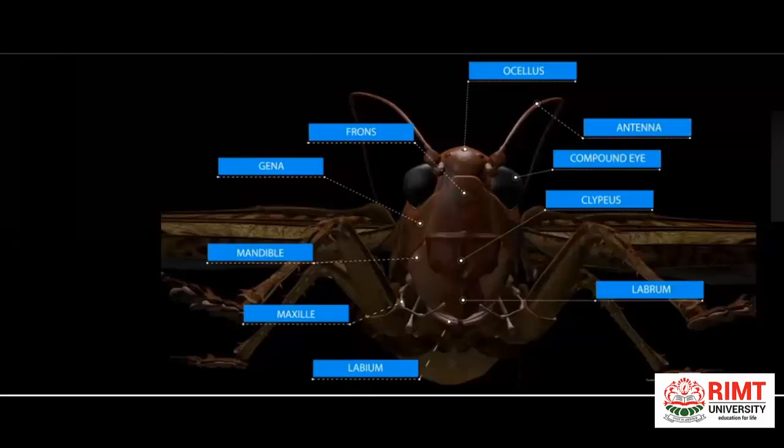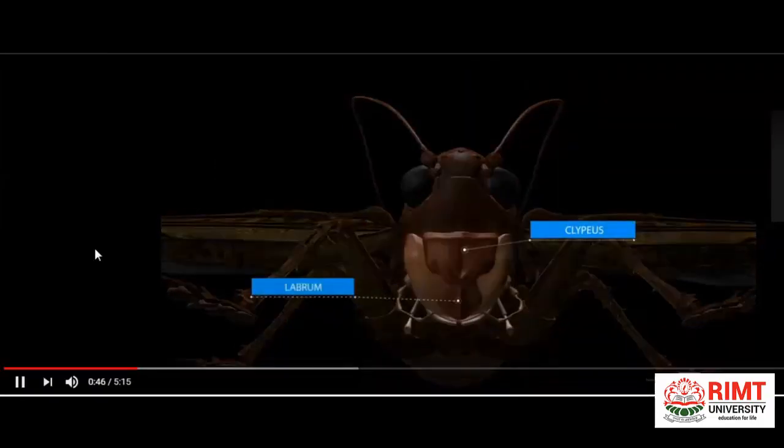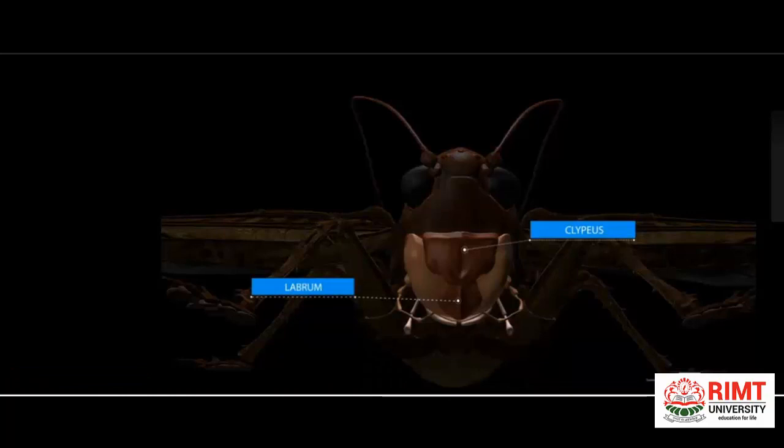So see the areas of the head: ocellus, this is the clypeus region, labrum, the mouth parts, mandible to chew the solid food. Gizzard is present in grasshoppers because they feed on solid food. Labium.